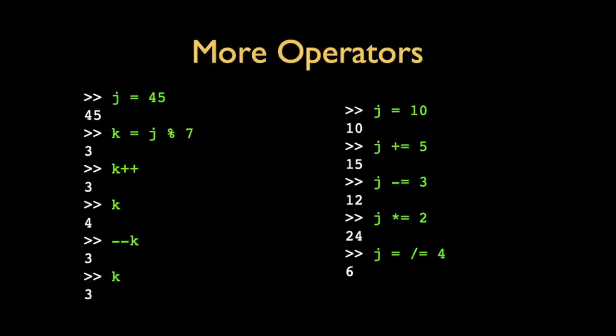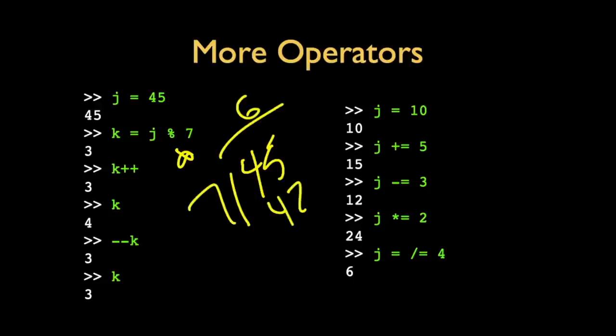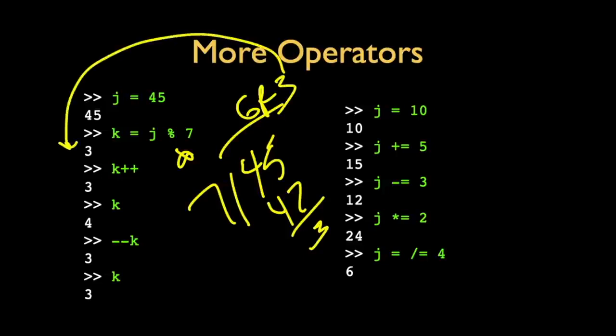More operators, like the modulo operator. The modulo operator is the % sign, and that is the remainder operator. So 45 divided by 7 is 6 remainder 3. 7 times 6 is 42, so the remainder is 3. That 3 is what goes there. So division with truncation will give you the 6, but the remainder will give you the 3.